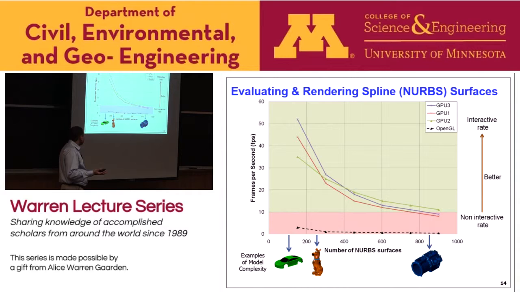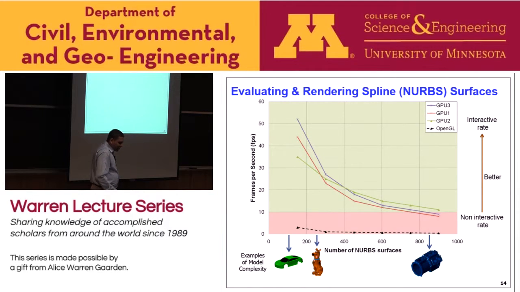So in practice, we were able to get very interactive evaluations. These are NURB surfaces which are evaluated and displayed on screen interactively. The y-axis here is the frames per second, and the x-axis is the number of surfaces in a standard CAD model. Usually they are around 200 to almost 1,000 surfaces, and we get almost interactive frame rates with 3 different GPUs for most of the CAD models. The dotted line you see is the CPU evaluation, which is really, really slow.